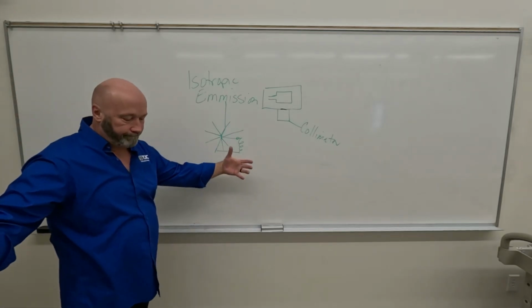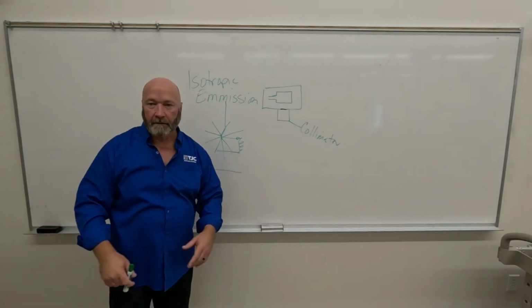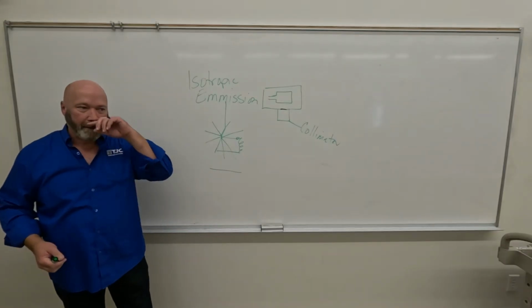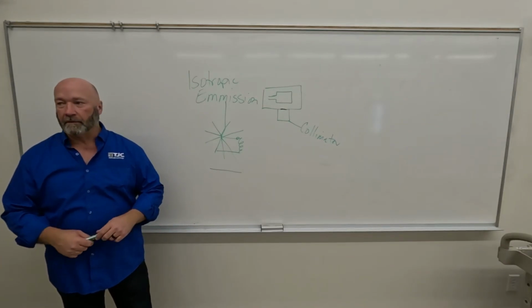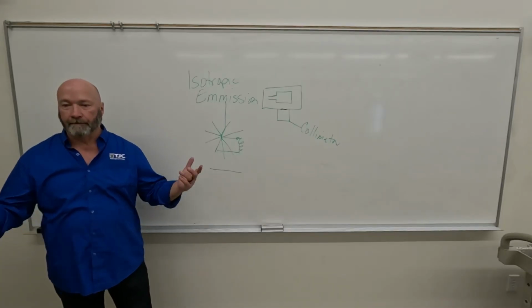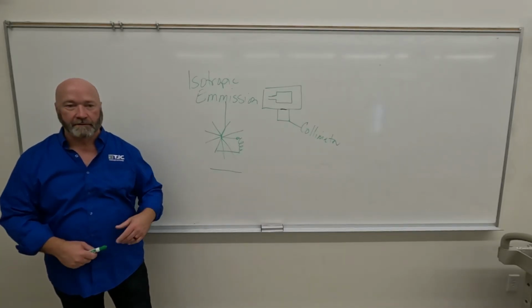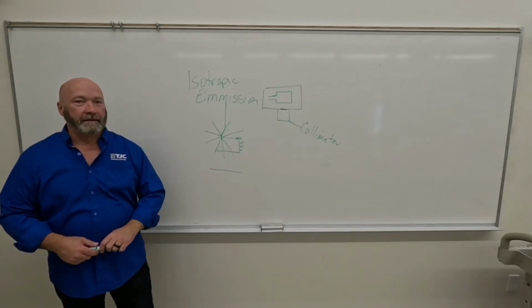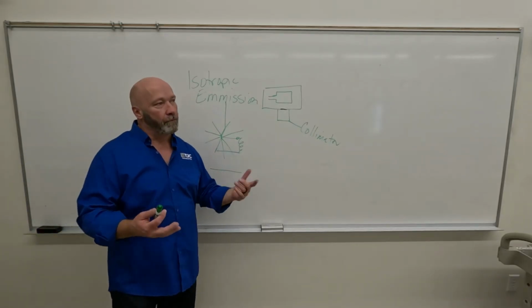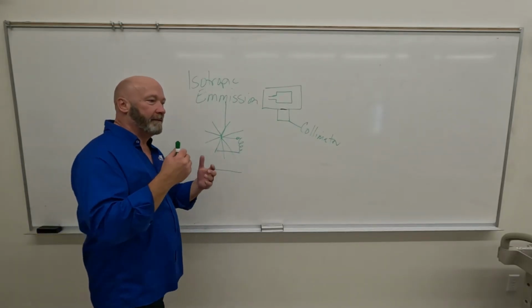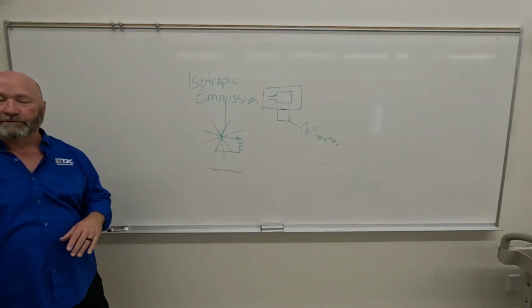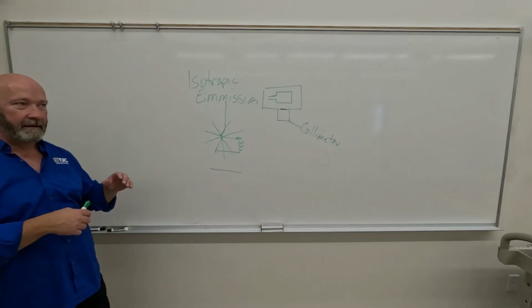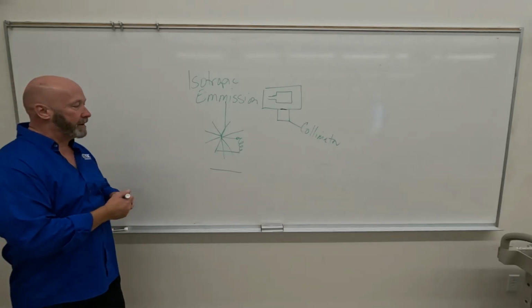So you got a puddle of water and you got a big rock. You drop the rock in the water, where does the water go? Everywhere. That's isotropic emissions, okay? Now, really they come off of the anode in that way, but they're not going to be projected out past the anode in the same way.